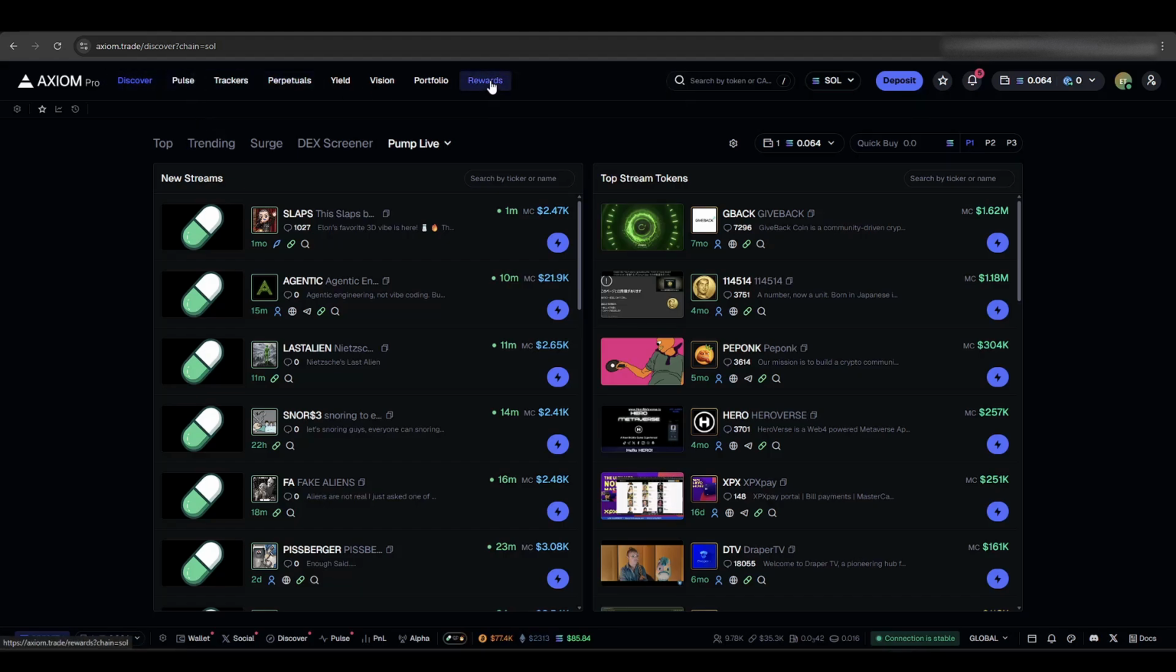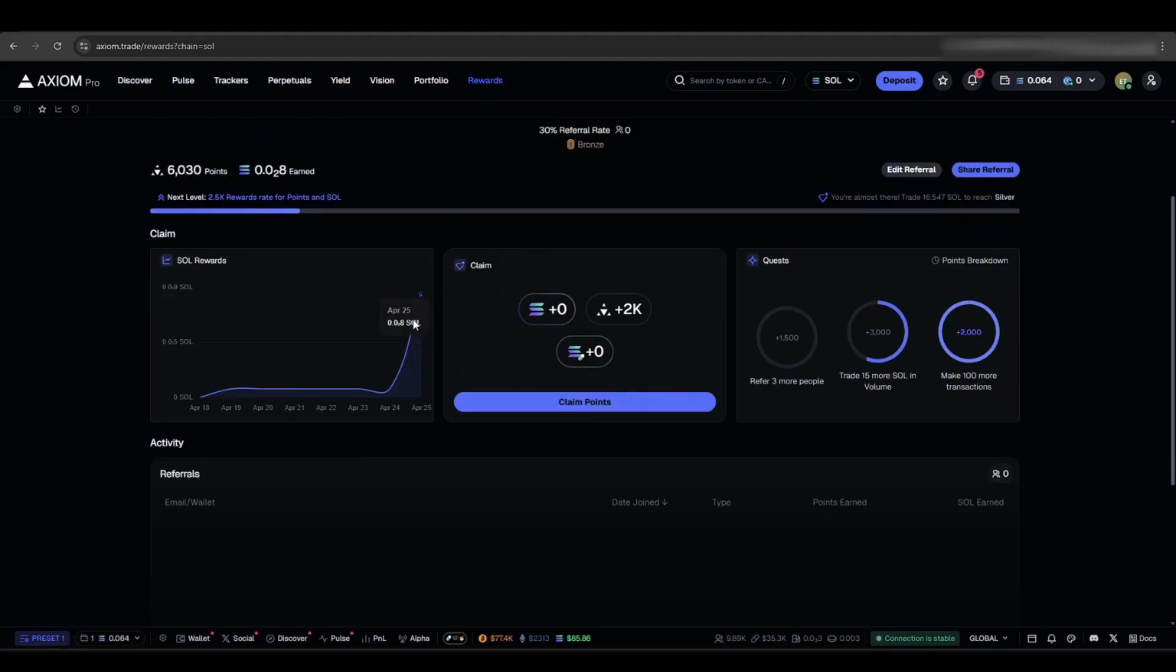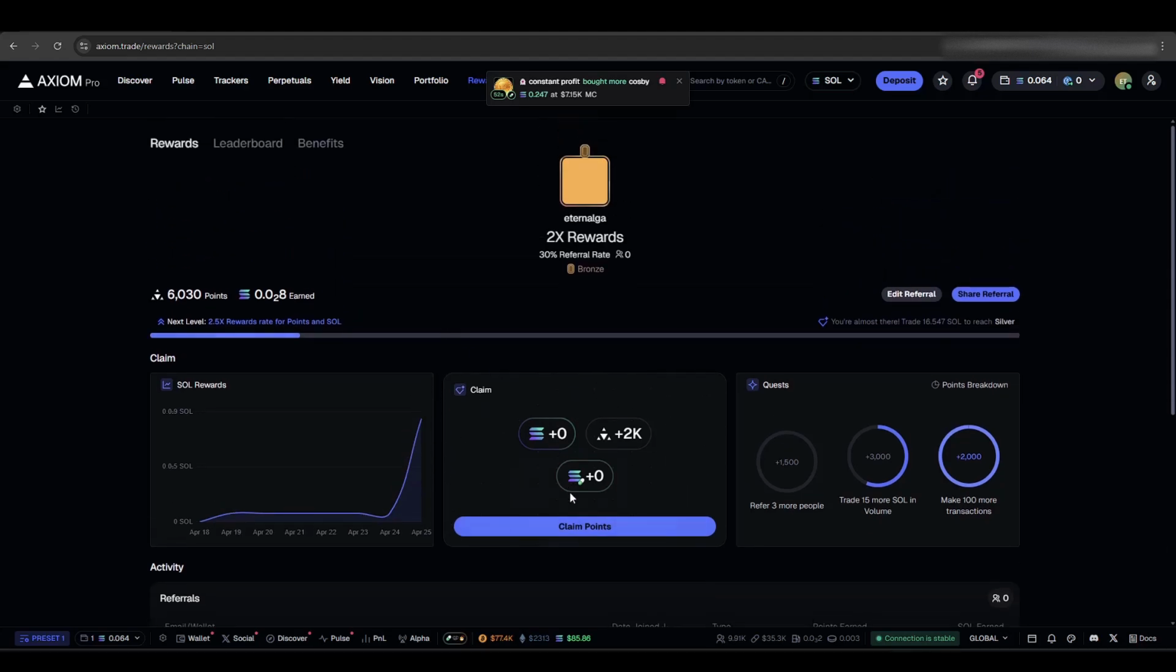All right, so the first important thing is we have those different menu items over here, and the most important ones which you will use are Pulse and Tracker, and probably Portfolio as well. And Rewards is pretty useful too. If you trade for a while, you will be eligible for rewards, and then you can basically get some money back. As you can see, I already have some rewards here. Not too many, but you always get a nice little kickback. The more you trade, the more rewards you get.